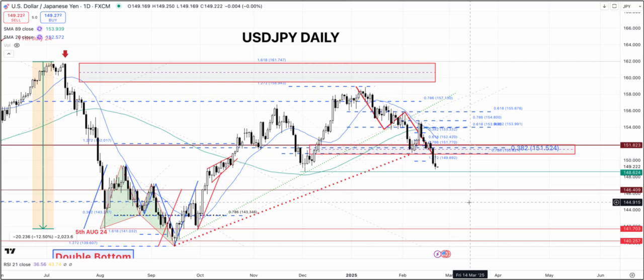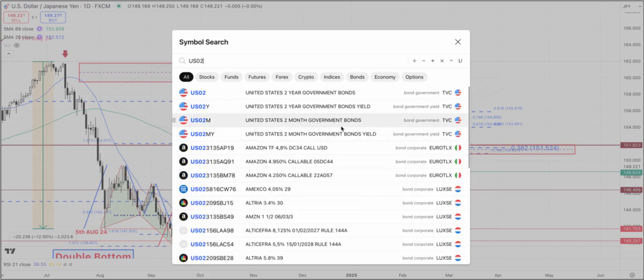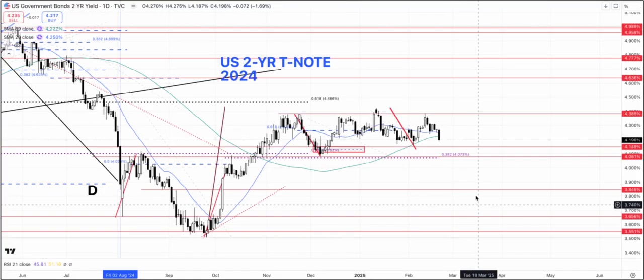Now let's take a look at what happened in the interest rate markets. So we start by taking a look at the shorter end of the curve. The yields actually pulled back, especially last Friday. Perhaps it was in reaction to some economic data that came out.